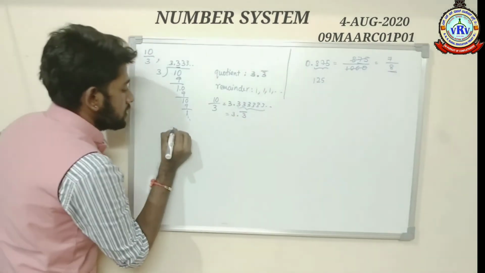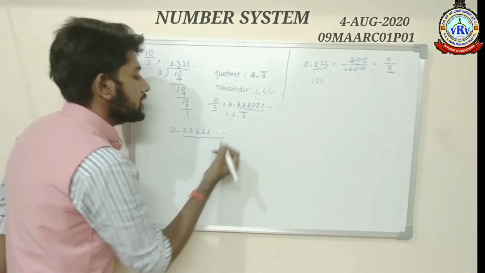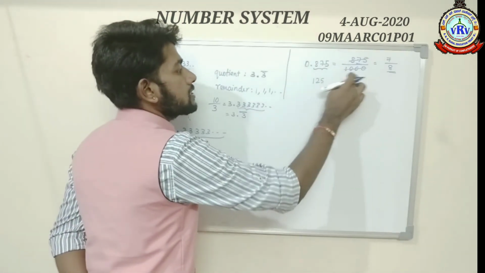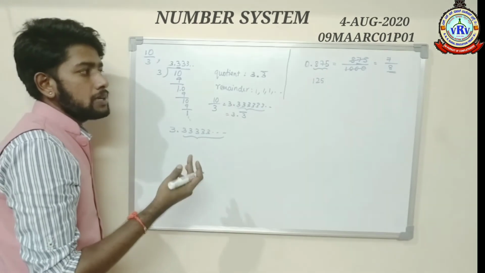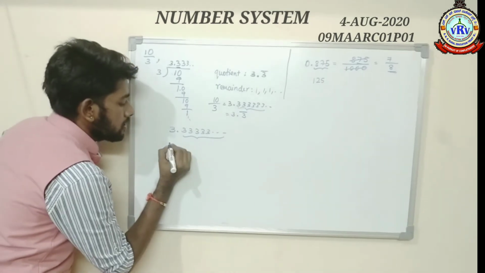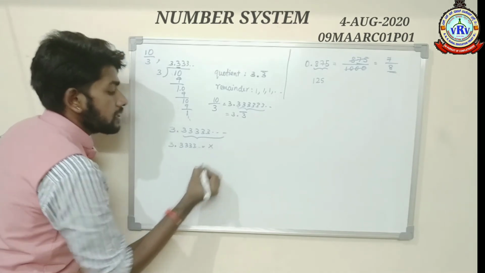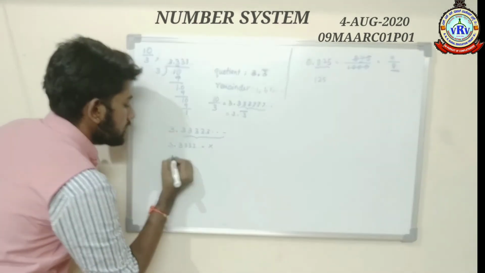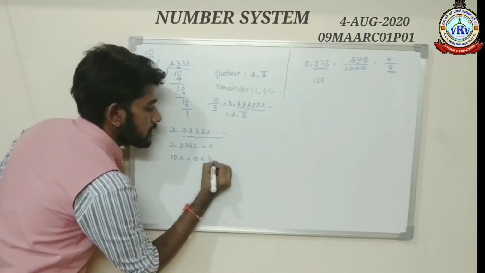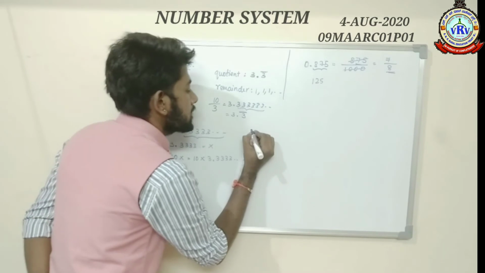Come to this point. Here 3.333333. So there are infinitely many digits after this decimal point. So we can't take the denominator as 10, 100 and so on. So I'll take this 3.3333 and so on as x. Okay, and I will multiply x by 10, that is 10 times 3.3333 and so on.